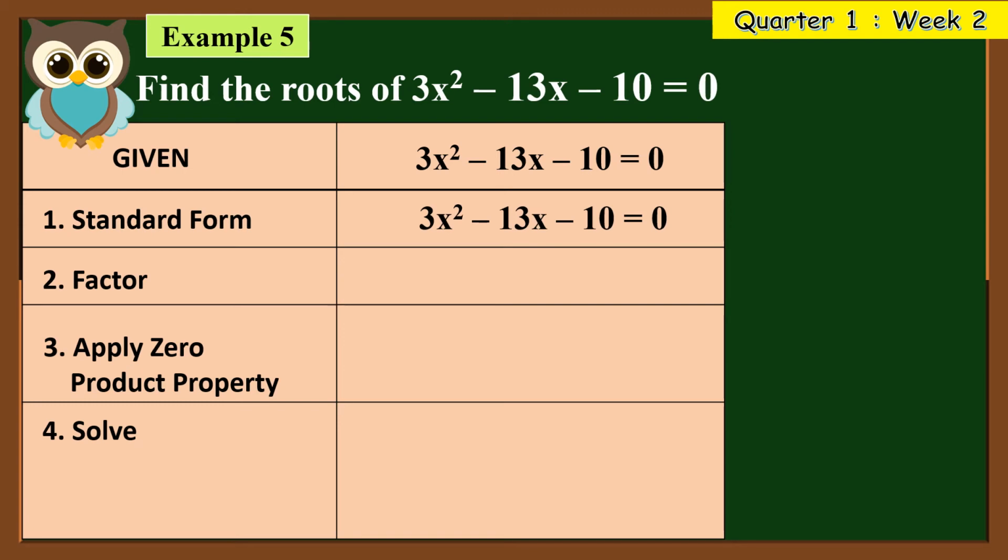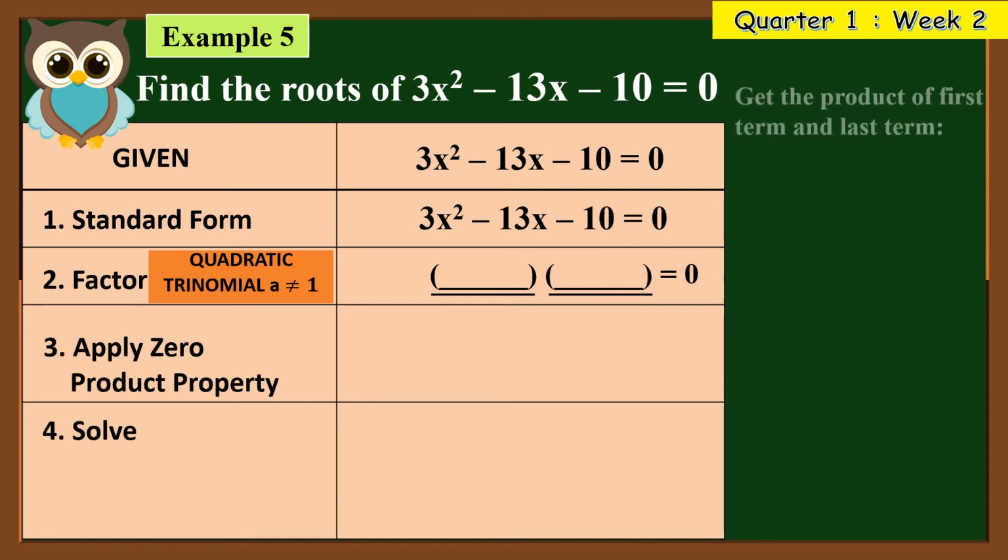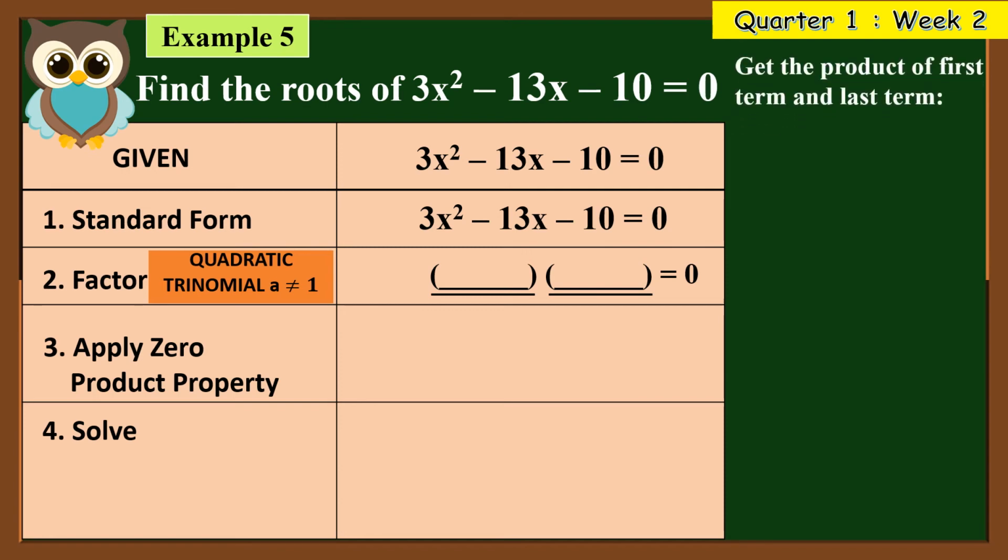The factoring technique for this kind of equation is that we have here a quadratic trinomial wherein a is not equal to 1. As you can see, the value of a from the given equation is 3. So you prepare these two blanks for the factors of the given quadratic equation. Now, we have to first get the product of the first term and our last term.